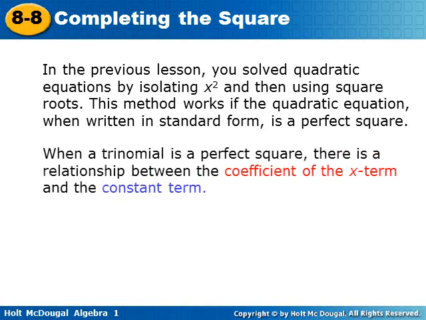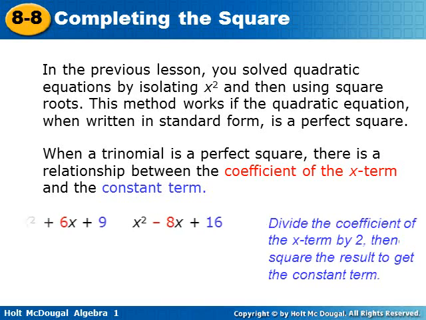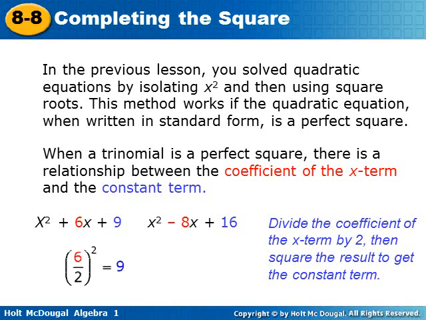When a trinomial is a perfect square, there's a relationship between the coefficient of the x term, the b term, and the constant term, the c term. If we had x squared plus 6x plus 9, or x squared minus 8x plus 16, and we divided the coefficient of the x term, the b term, by 2, then squared the result, we're going to get the constant term. So 6 divided by 2 is 3, squared is 9. 6 was the b term, 9 is the c term. And negative 8 divided by 2 is negative 4, squared is 16. Negative 8 was the b term, and 16 is the c term.